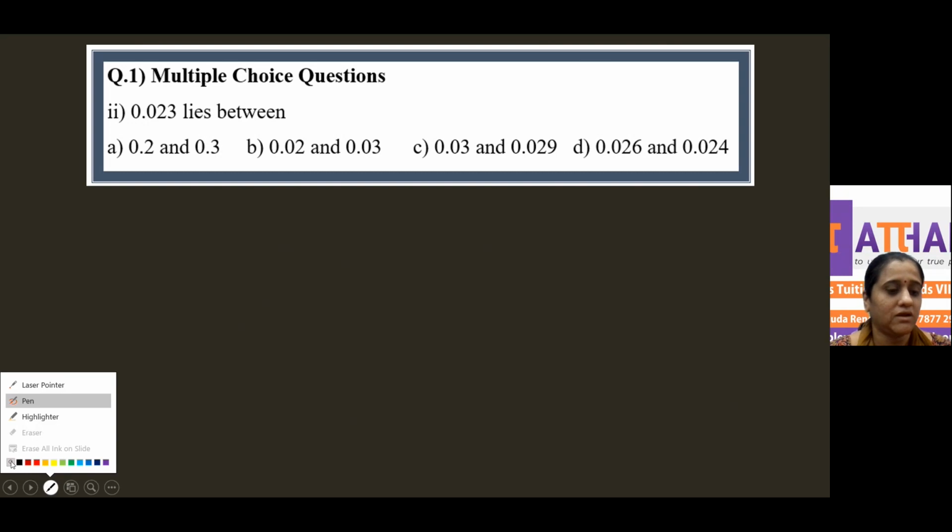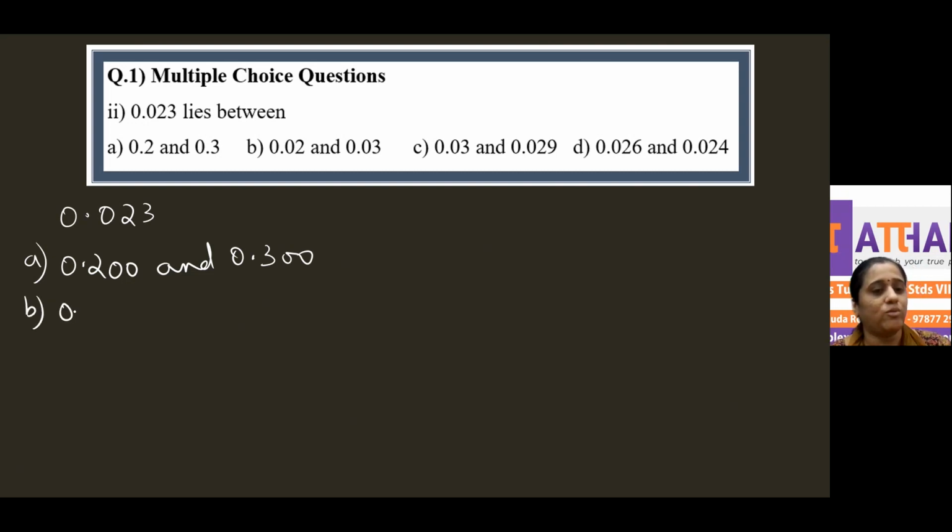This is the next question. 0.023 lies between. All right, now let me tell you how to do this. Let's understand. There'll be a test where you have to think. Now we'll do it together. When it's a test, then you have to do it by yourself. So we'll learn how to understand and answer this.